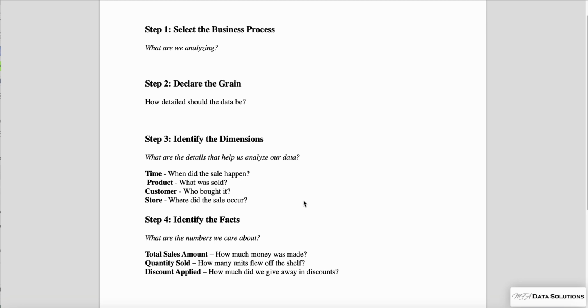And just like that, you know Kimball's 4-step process for dimensional modeling. Pick a process, define the grain, choose your dimensions, and lock in the facts.